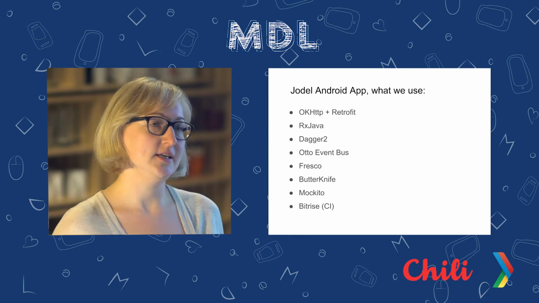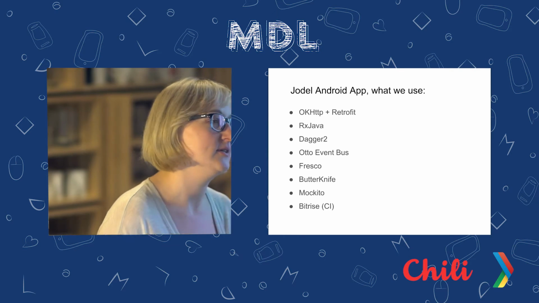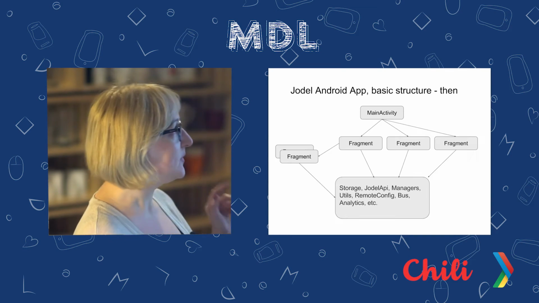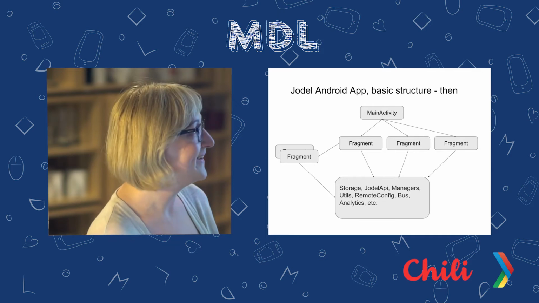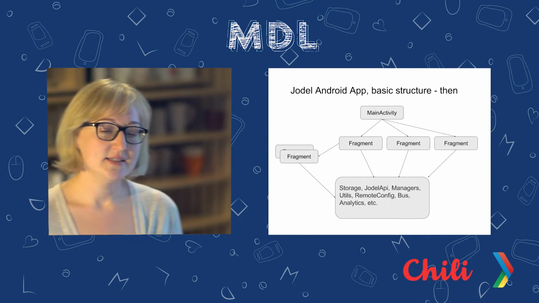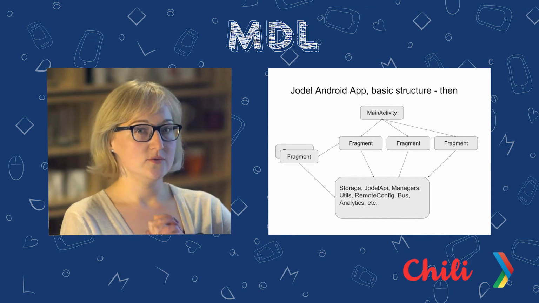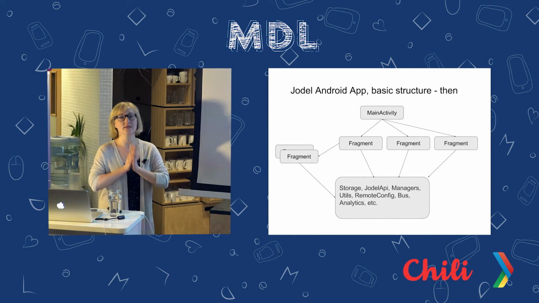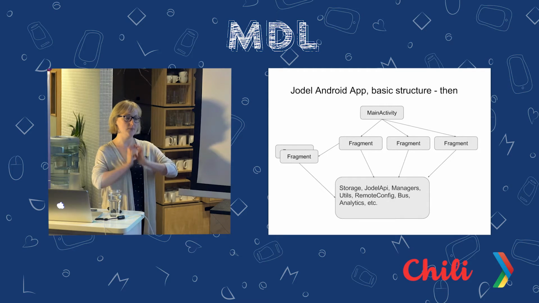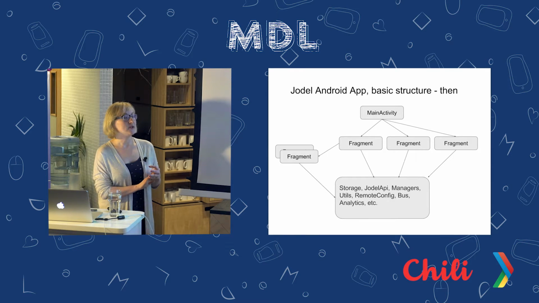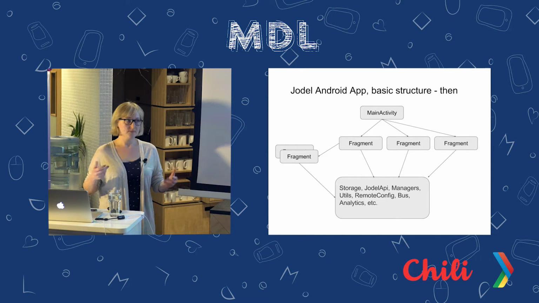Now, let me take you a few months back, before we did any major architectural changes in the application. I'm going to show you this a bit weird diagram. This is the basic structure of our application at that time. For those who don't know Android, activities and fragments are the main UI elements, the actual screens that you see on your phone, sort of like containers for your layouts.